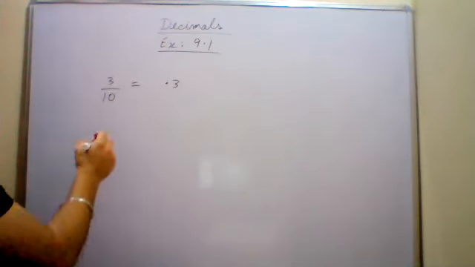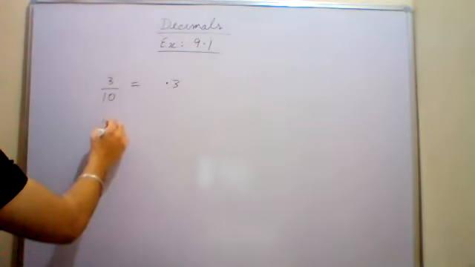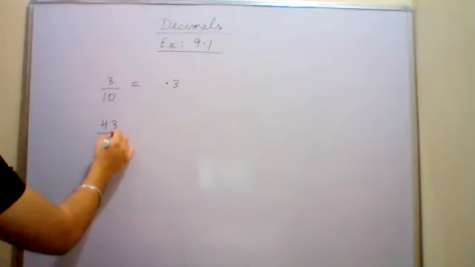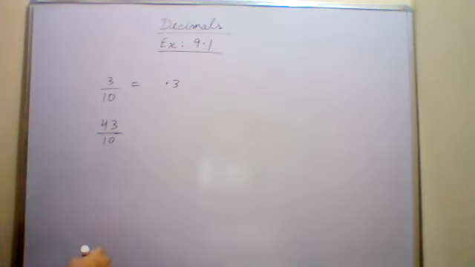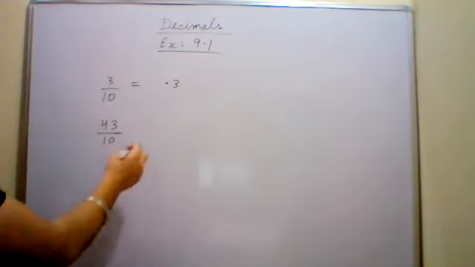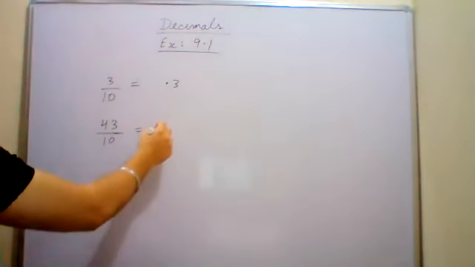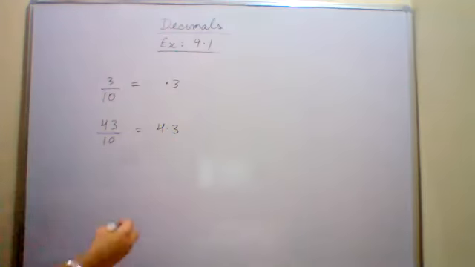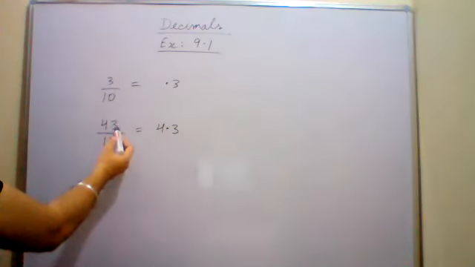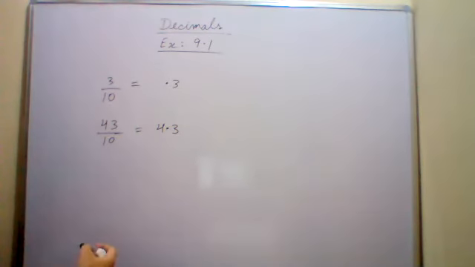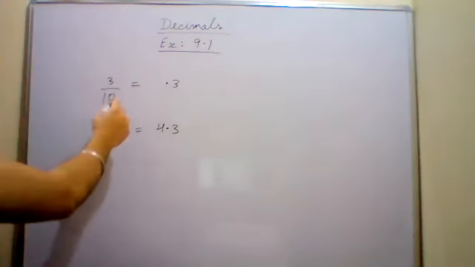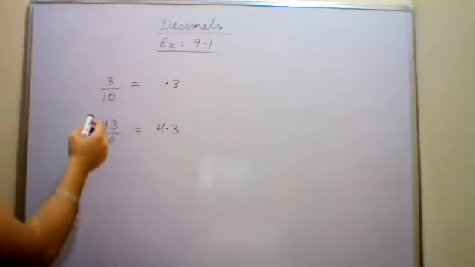Suppose the number is 43 upon 10. How will you insert the decimal? You will insert it like this: 4.3. Why 4.3? Because after decimal there should be only one digit. So the point will be inserted between 4 and 3. This is how you convert a fraction where the denominator is 10, 100, 1000, 10,000.